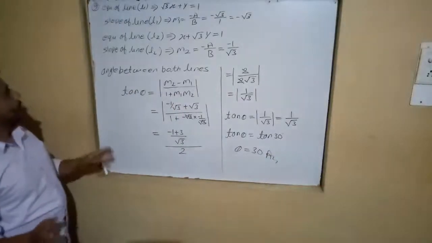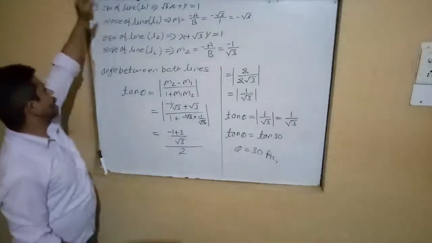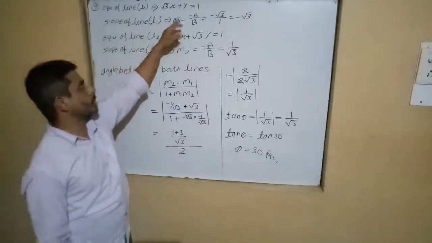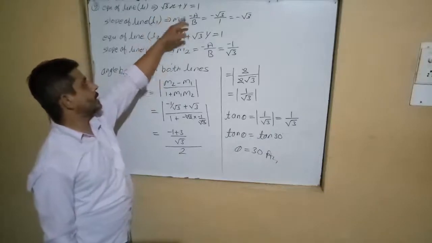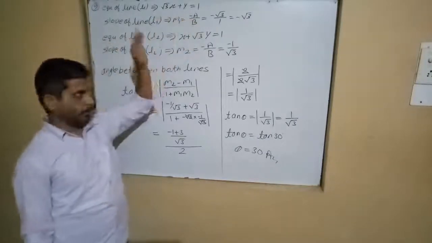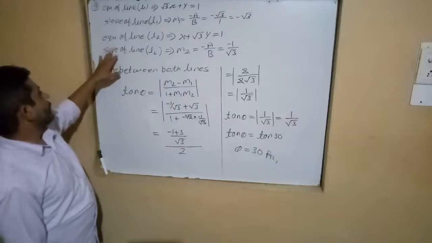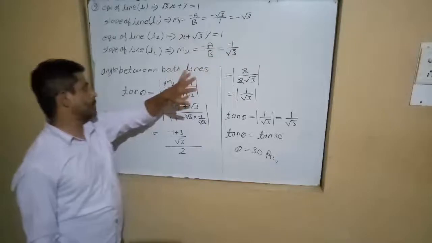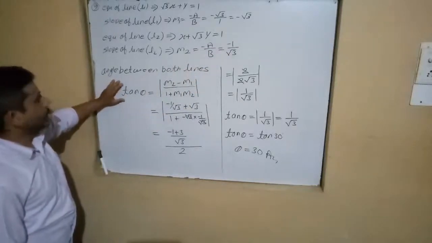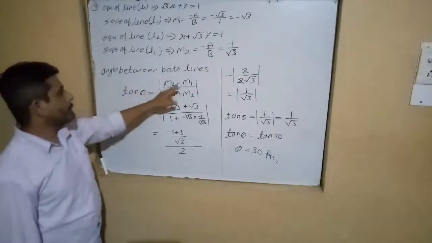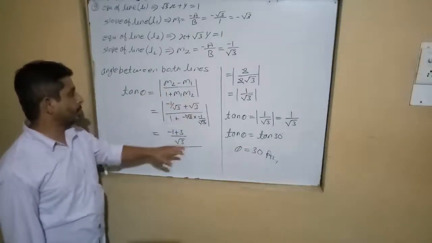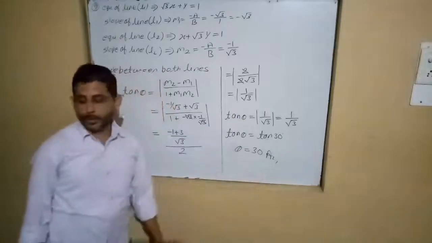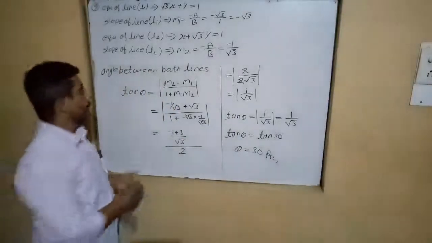Okay. So the question is nothing. First we write the equation of line L1, then we find the slope by the formula. Slope of any general equation is minus a upon b. Similarly, we find the slope of the second line, m2 is equal to minus 1 upon root 3. Now this is the formula to find the angle between two lines, m2 minus m1 upon 1 plus m1 m2. When we put the values and solve, we will get the angle is equal to 30 degree. Okay. Next.